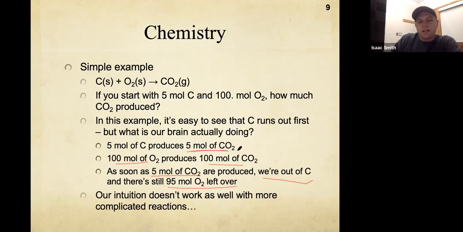Okay, so what we say here is that the one that produces the least amount of product, right? 5 moles of carbon produces 5 moles of carbon dioxide. So carbon is going to be our limiting reactant, right? This is the one that limits how much we can make. Oxygen doesn't limit us because there's an excess amount of oxygen here. Okay.